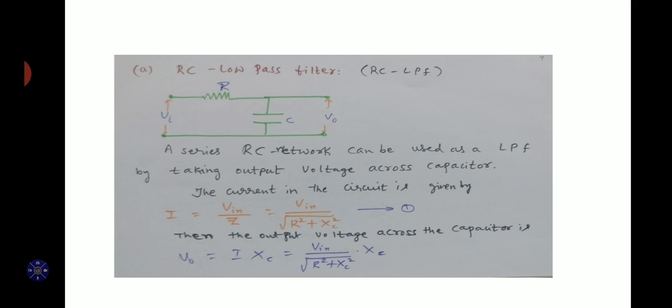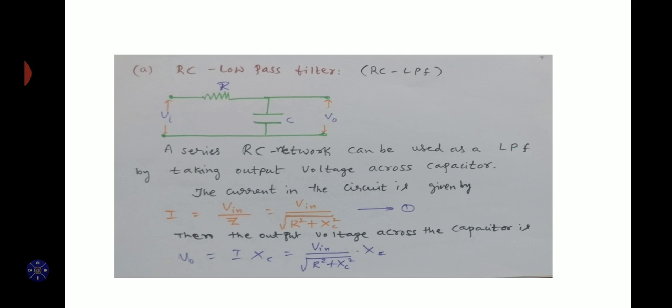See, a simple passive low pass filter can be constructed using a series RC circuit. The input signal VIN is applied to the series combination of a resistance R and a capacitance C. The output V0 is taken across the capacitor. Here, the reactance of a capacitor, that is XC, the capacitive reactance, XC equals 1 by omega C, that is equal to 1 by 2 pi f C.